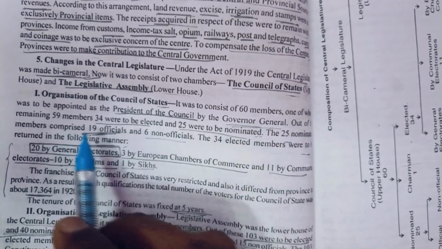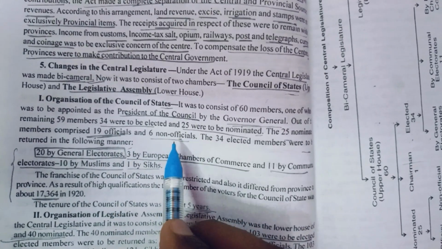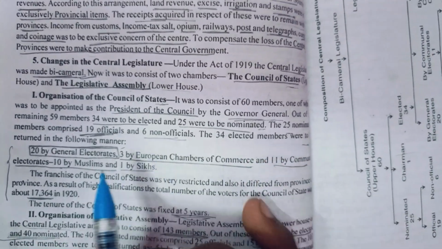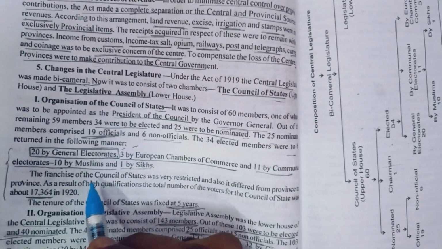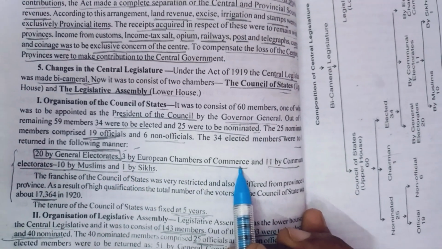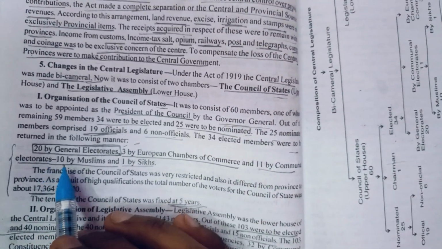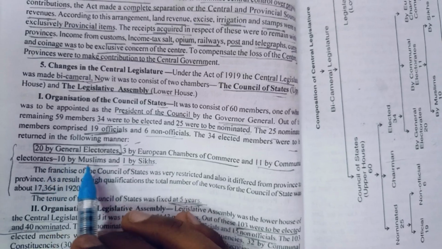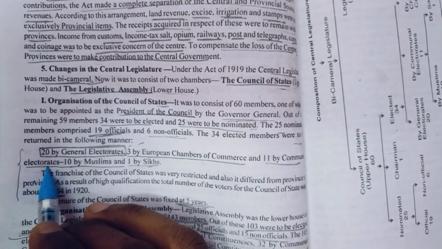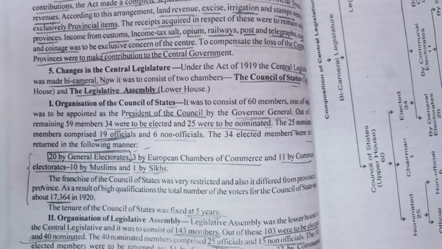The 25 nominated members comprised 19 officials and 6 non-officials, and the 34 elected members were to be returned in the following manner: 20 by general electorates, 3 by the European Chamber of Commerce, and 11 by communal electorates, which means 10 by Muslims and 1 by Sikhs. Communal electorate basically means elections based on community.